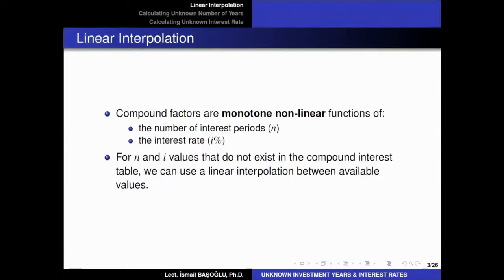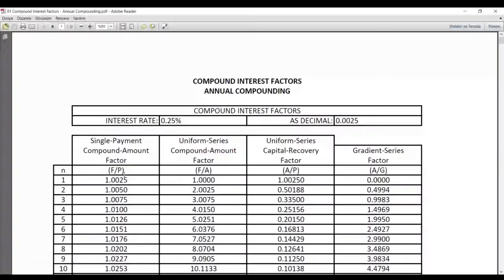Okay. Now, if you have realized, the values in the compound interest tables in any column are usually increasing or decreasing. So basically, compound factors are monotone and nonlinear functions of the number of interest periods and the interest rate i%. Now, let me show you that by sharing the compound interest table, and I'm just going to explain this to you.